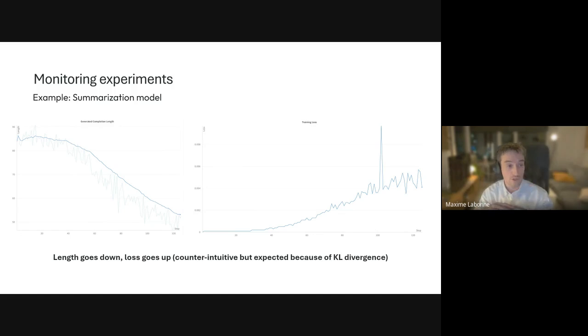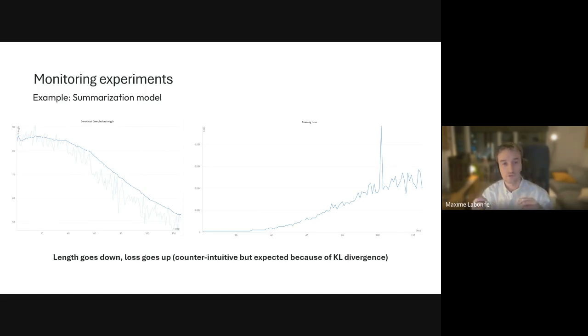And then when we monitor the experiment, we see with this summarization model that on the left, you see the generated completion length. So it goes down. At the beginning, it's at 85, and at the end, it's at 55. So the model learns that it needs to decrease the length of its answers. And this is reflected in the training loss.